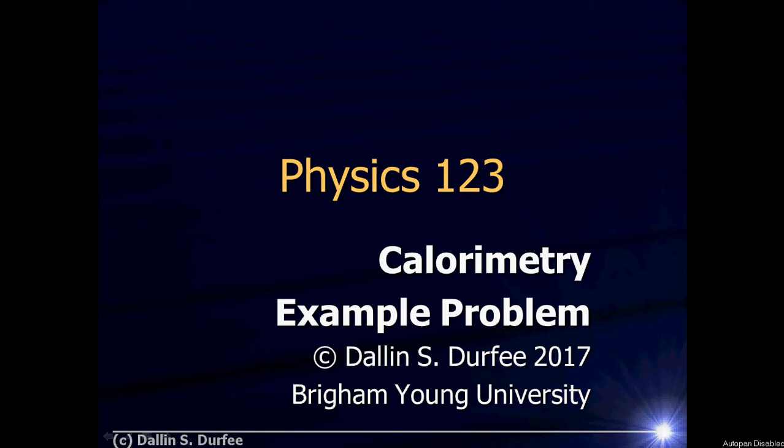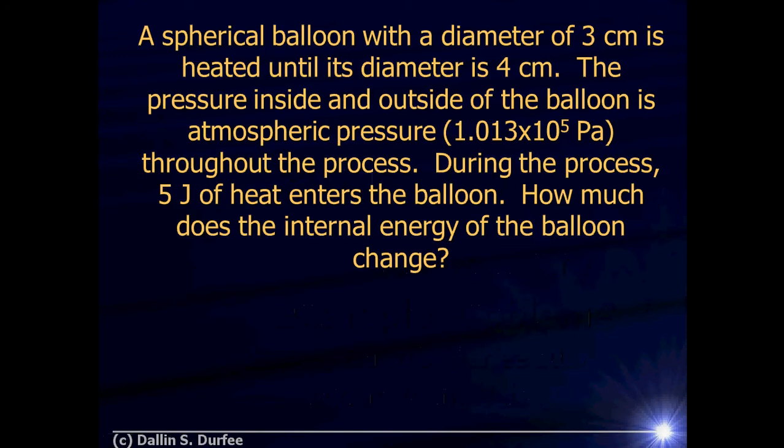Okay, example problems with calorimetry. First problem. A spherical balloon with a diameter of 3 centimeters is heated until its diameter is 4 centimeters. The pressure inside and outside of the balloon is atmospheric pressure throughout the process. During the process, 5 joules of heat enters the balloon. How much does the internal energy of the balloon change?